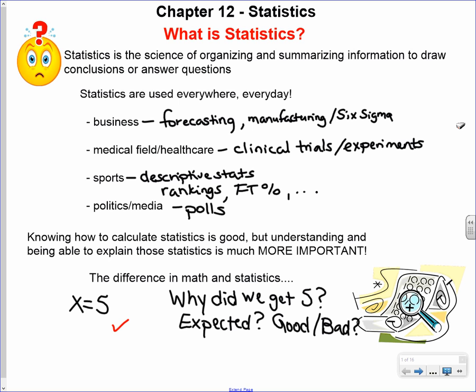So in Chapter 12, what we're talking about is statistics, okay? And statistics covers a wide range of information. In general, statistics is the science of organizing and summarizing information to draw conclusions or answer questions. What I like the most about this section is that statistics is something that's used everywhere, every day, and so we can find lots of real world examples to use, because statistics is really something that you will use every day.